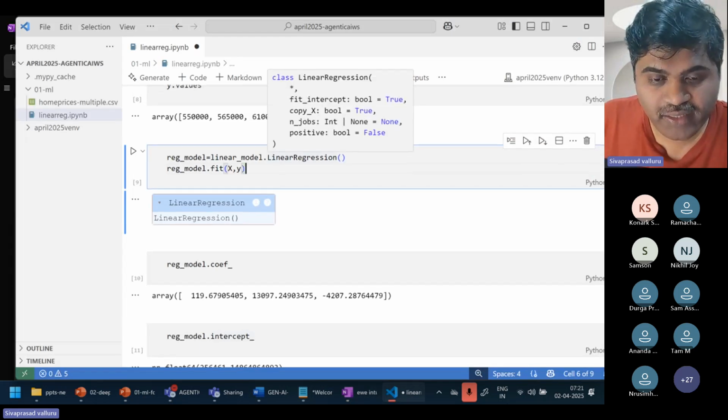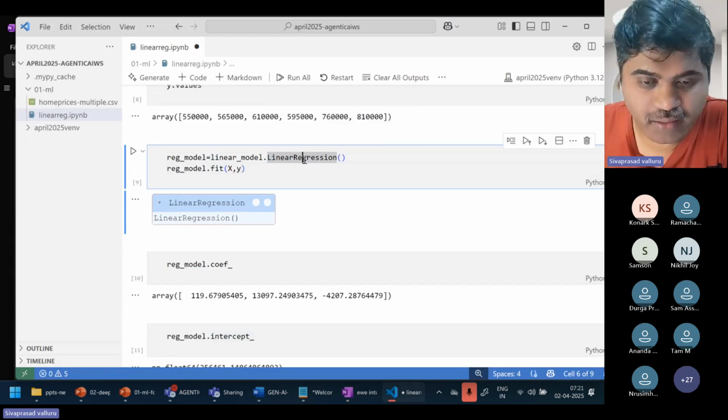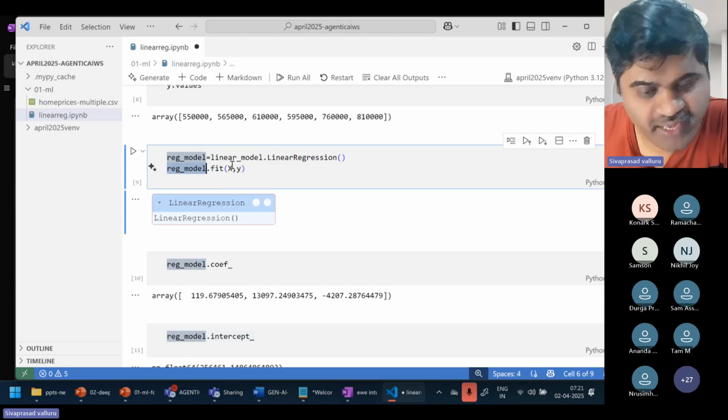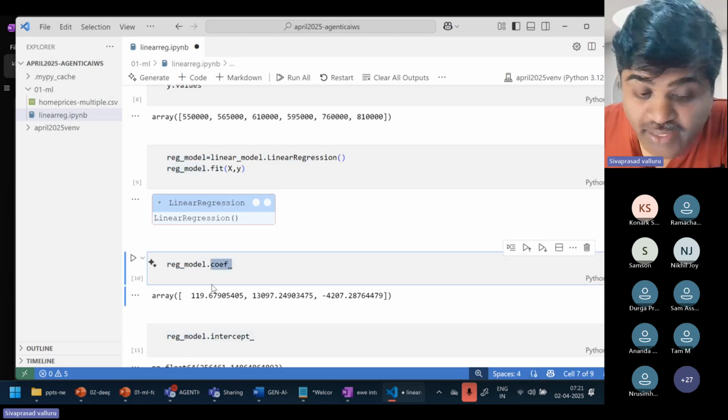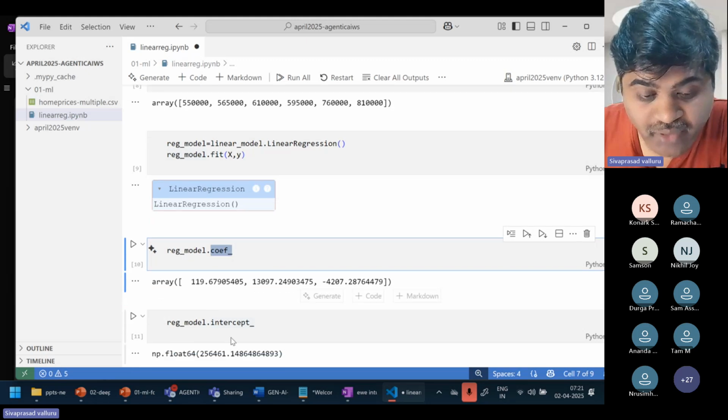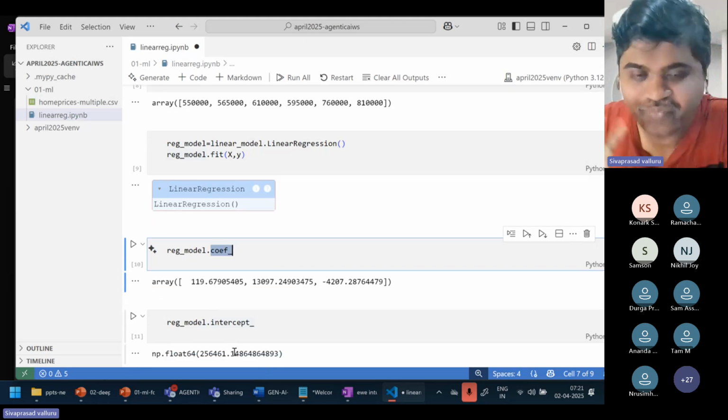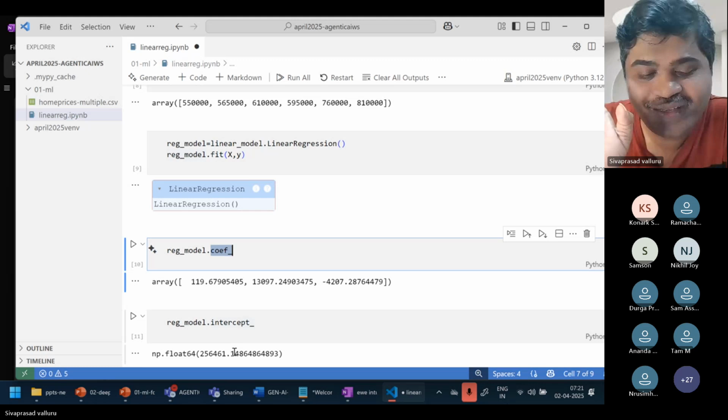Instead of linear regression, I'll just use logistic regression here. And we call model.fit exactly the same way. Then we have a trained model. Dot coefficients will give you weight 1, weight 2, weight 3. Dot intercept will give you the intercept. The concept is the same.